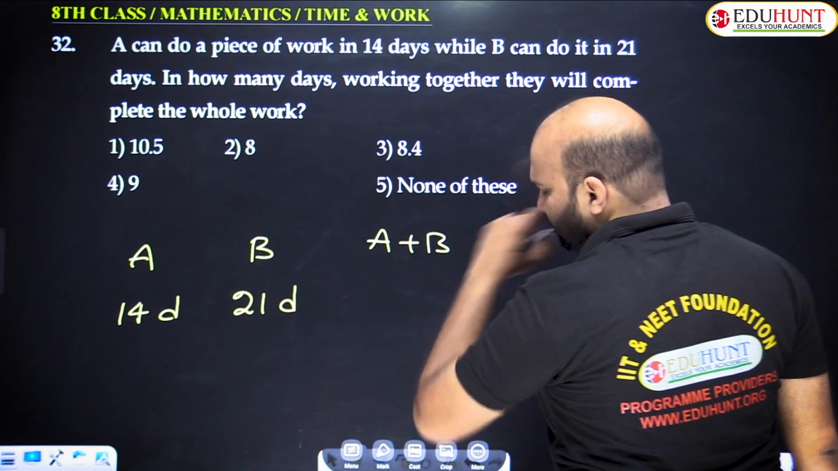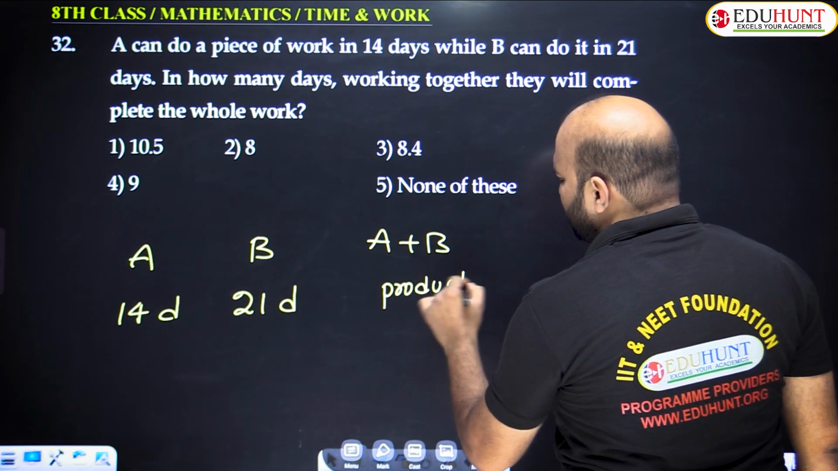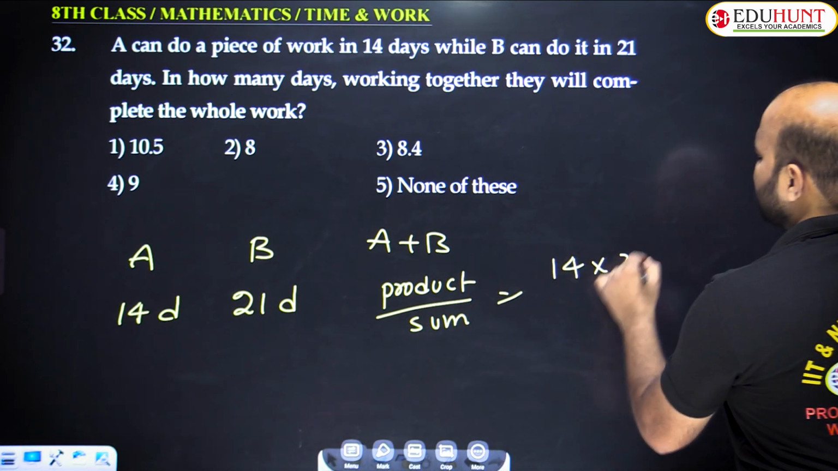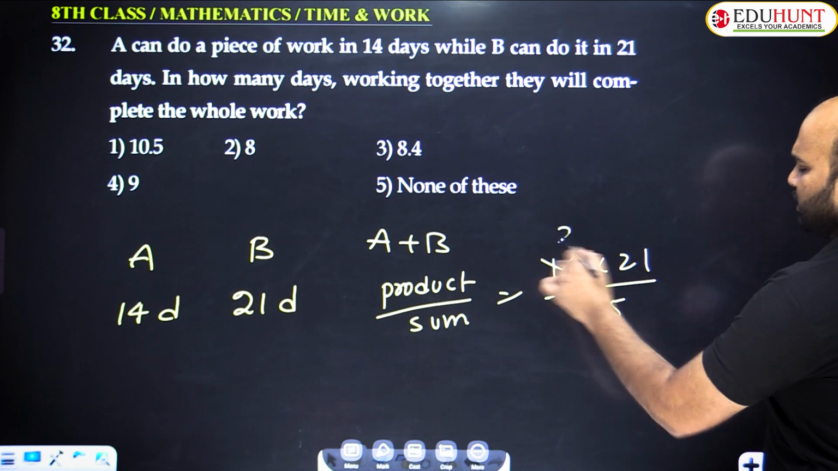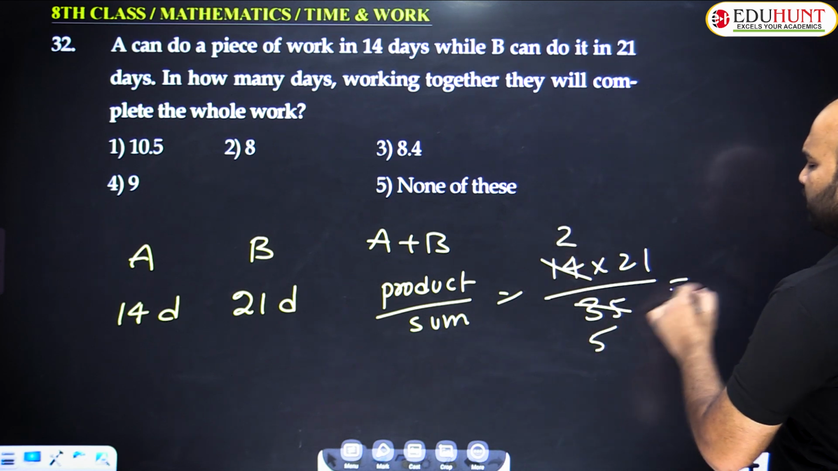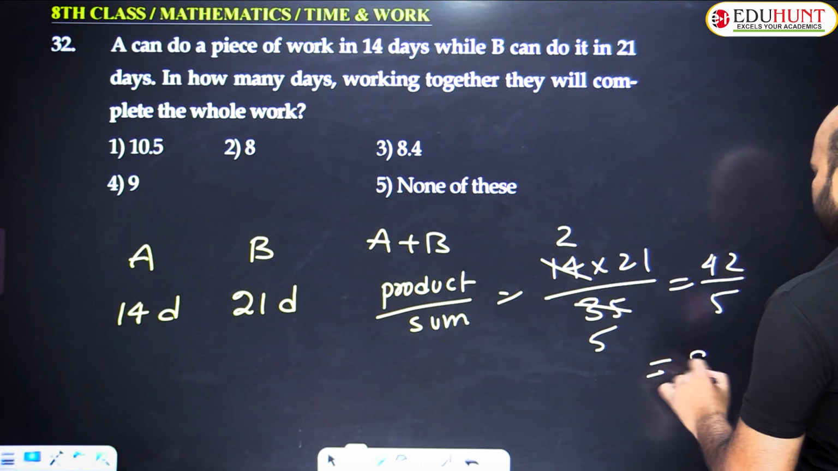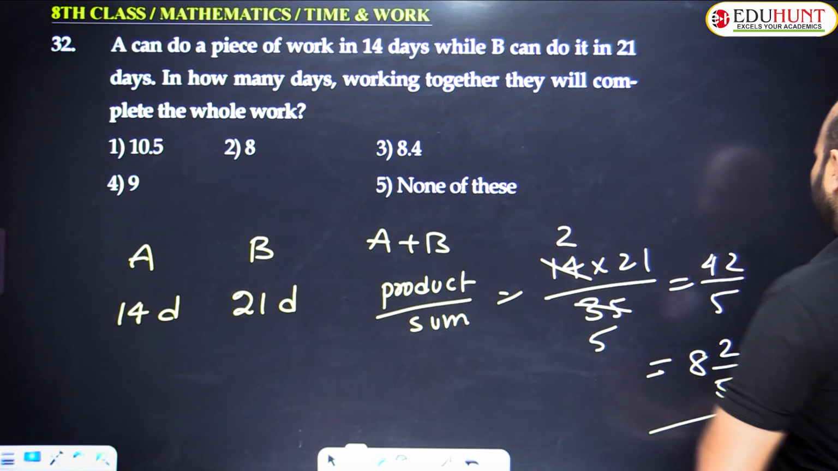Here the work is the same. So together means product by sum. This is a shortcut formula. That means 14 into 21 by the sum, which is 35. 7 twos are 14, 7 threes are 21, 14 times 21 is 294, divided by 35 can be written as 8 and 2 by 5 days. Am I clear? So how do we get 8 and 2 by 5?